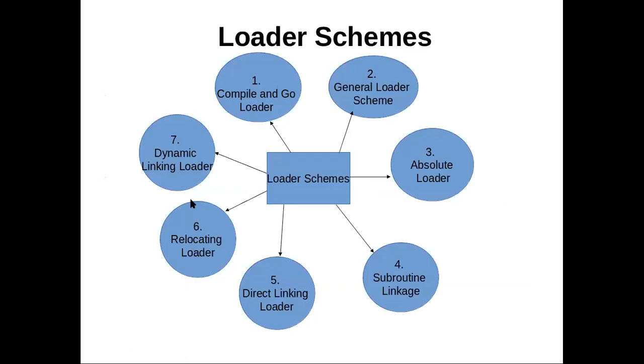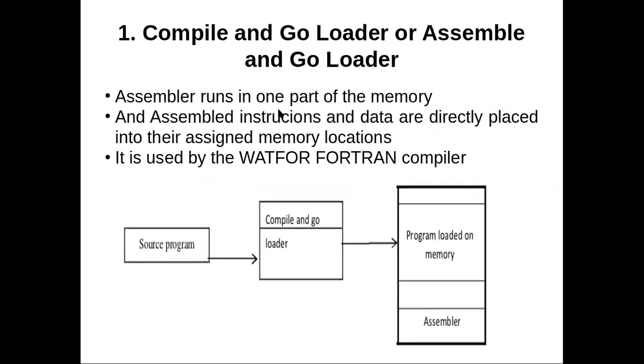These are the 7 loader schemes. The first one is compile and go loader, second one general loader scheme, third one absolute loader, fourth one subroutine linkage, fifth one direct linking loader, sixth one relocating loader, and seventh one dynamic linking loader. In today's class, we are going to study the first one, that is compile and go loader, which is the simplest one. Compile and go loader is also called assemble and go loader.